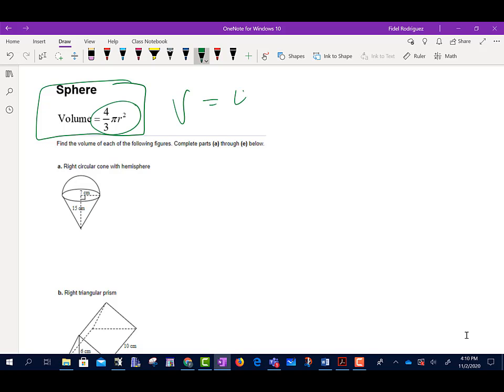The volume is 4/3 pi r cubed. I don't know why I had square there. Okay, that was my mistake, so fix that right now. Okay, so it says find the volume of each of the following figures, completes parts A through E below.